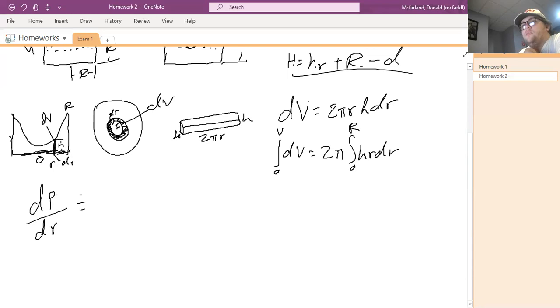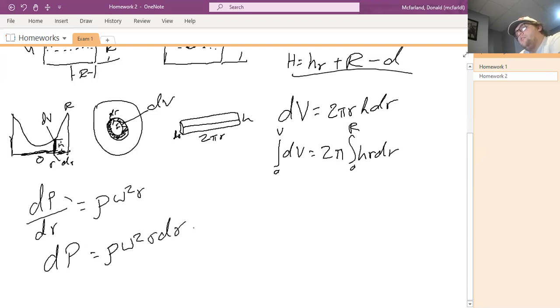And then to find that pressure relationship with radius, we'll be using density multiplied by angular velocity squared times the radius. So since we have radius on this side, we're going to have the change in pressure is equal to density times angular velocity squared times r dr. Now we take the integral from 0 to p and 0 to corresponding radius. So we have pressure is equal to density omega squared r squared over 2.